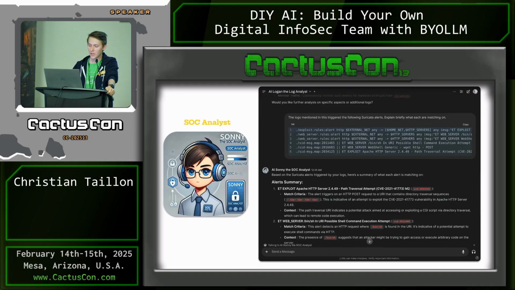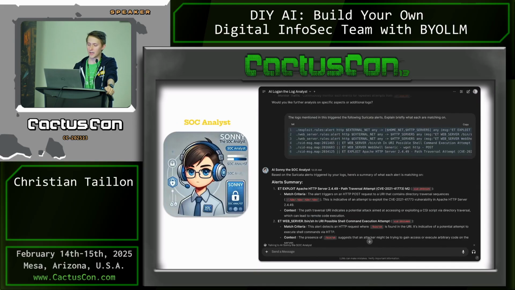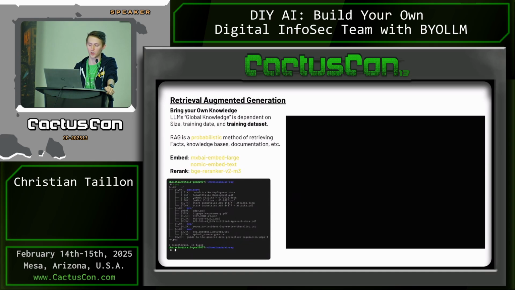And so in this case, we had one conversation. We started out talking with Logan the log analyst. So in this case, I switched the sides. Logan the log analyst, which doesn't have RAG and has a different model that's better for log analysis, gave me some explanation of the logs and what happened to help me interpret it. And then Sony the SOC analyst helped me understand from a cybersecurity perspective what information was important and how to interpret it.